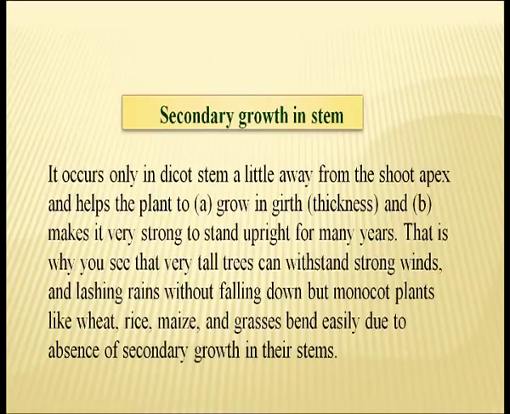This is why you can see that very tall trees can withstand strong winds and lashing rains without falling down. But monocot plants like wheat, rice, maize and grasses get easily washed off because there is no secondary growth in their stems. So, you get to hear that if there is heavy rain in the wheat crop, then there is a lot of loss happening and farmers really suffer that loss, because monocots have weak stems and they fall down because of the rains, hence this loss.